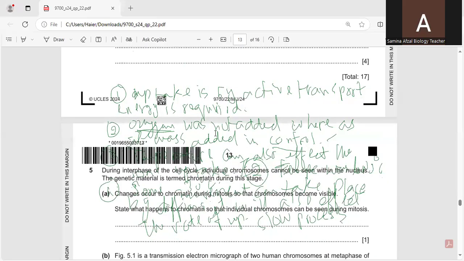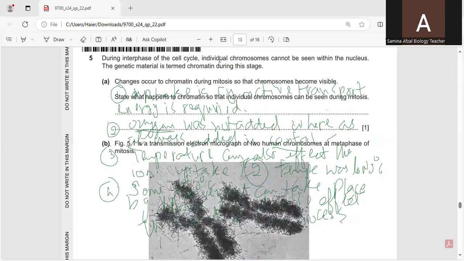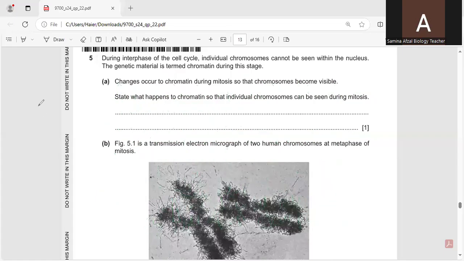Now we are moving towards question number 5. During interphase of the cell cycle, individual chromosomes cannot be seen within the nucleus. The genetic material is termed chromatin during this stage, which is in the form of a fiber network. So it is in the form of fibers, and when these fibers make a network inside the nucleus, they are not visible until mitosis takes place.